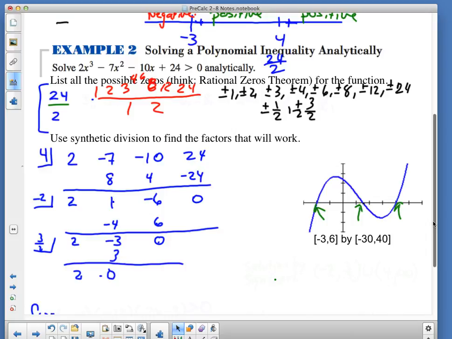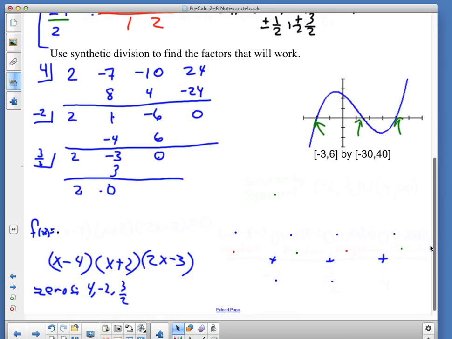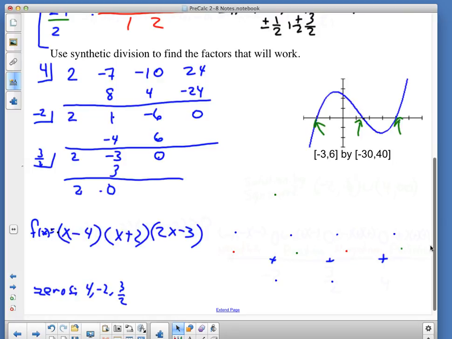Got it, got all my factors, got my zeros. I could even write them down. I've got my zeros, my factors right here, and that should be right there. I don't know why they bounced, but I'm missing something.